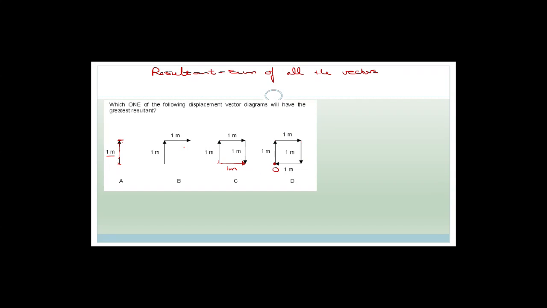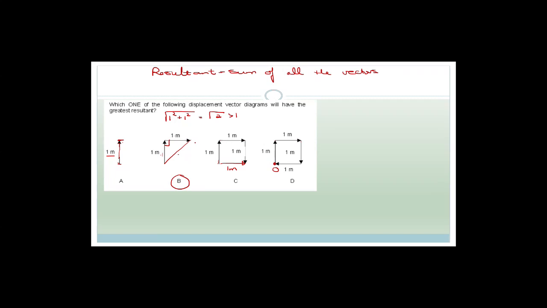Whereas this, if we had to use Pythagoras, because this is obviously at 90 degrees, if this is one and this is one, what is this going to be? Let's think about it. It is 1 squared plus 1 squared square rooted. That's what's equal to this, right? Which is going to be the square root of 2, which is bigger than 1. Okay, bigger than 1. So therefore, the biggest resultant is going to be this.